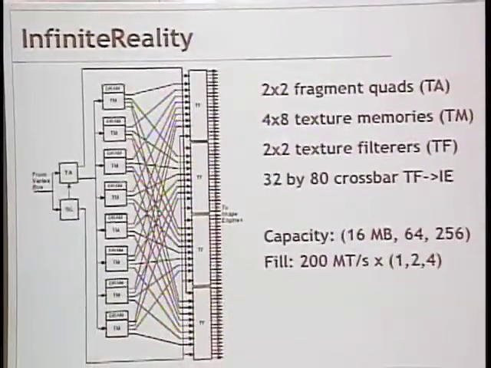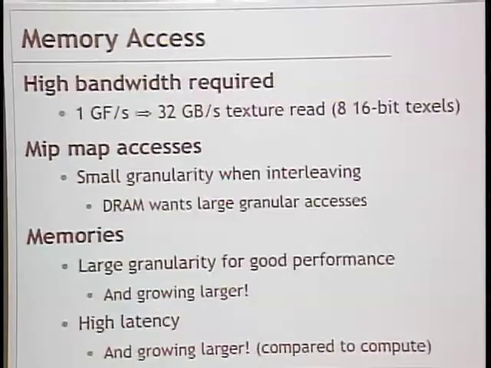Okay, so there's two more topics we're going to cover today. One is caching and one is compression. So the issue with caching is, you know, we've talked about how bandwidth is getting slower.